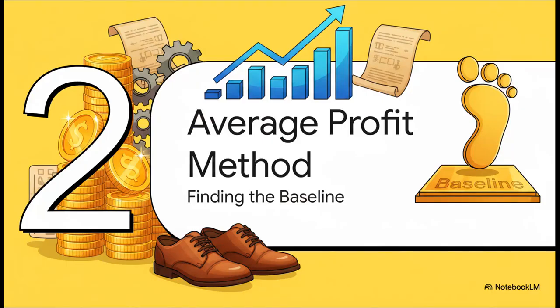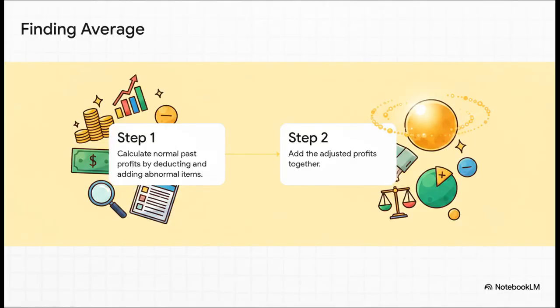Moving right along to Section 2, the average profit method, where we find the baseline. Let's put ourselves in the shoes of a partner, starting with the most fundamental approach. The logic behind this one is actually pretty straightforward. If a business made money in the past, it's a safe bet it'll make money in the future. But we can't just take the raw bottom line at face value.